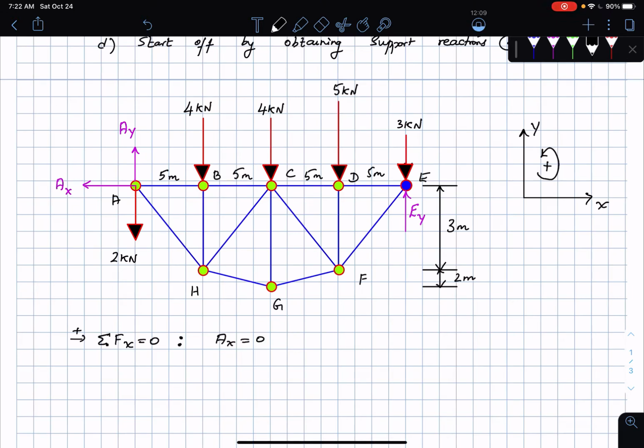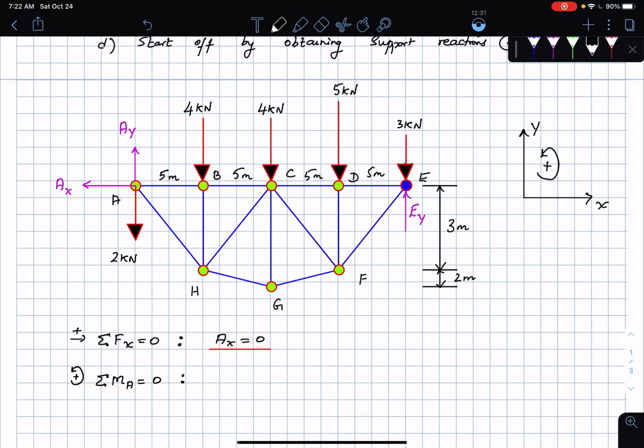AX is equal to 0. Then I sum forces in the Y direction. I automatically find out there are two unknowns, so I just sum moments about some point. Let me start summing moments about the point A. That is equal to 0. Counterclockwise moments are positive, clockwise moments are negative.